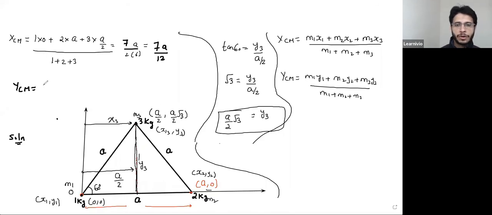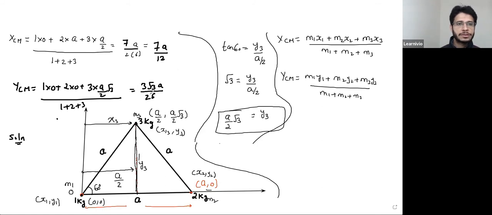And y is m1 y1, so m1 is 1, y1 is 0; m2 is 2, y2 is 0; m3 is 3, y3 is a by 2 root 3, over 1 plus 2 plus 3. So this is 3 root 3 a by 2 over 6, which is root 3 by 4 a.